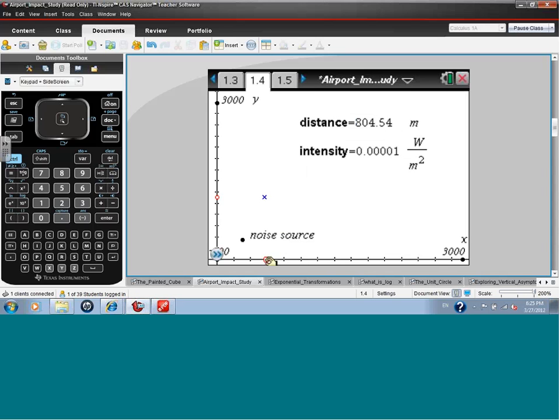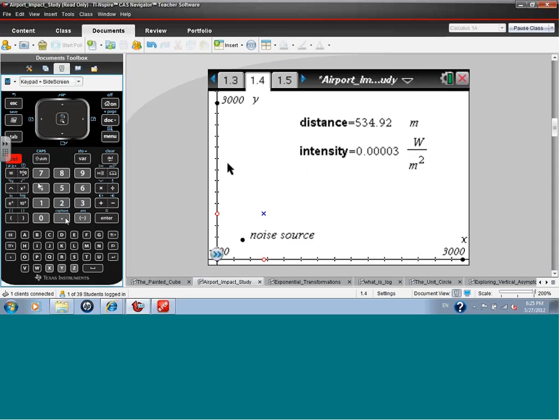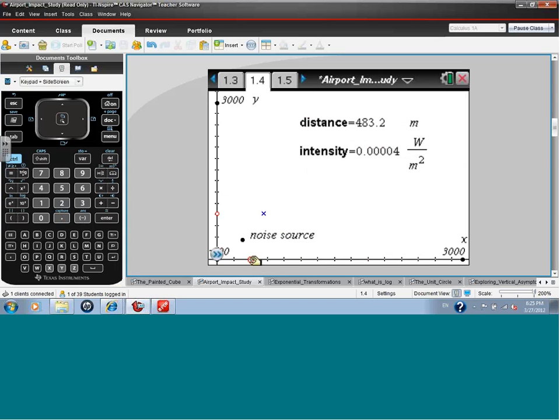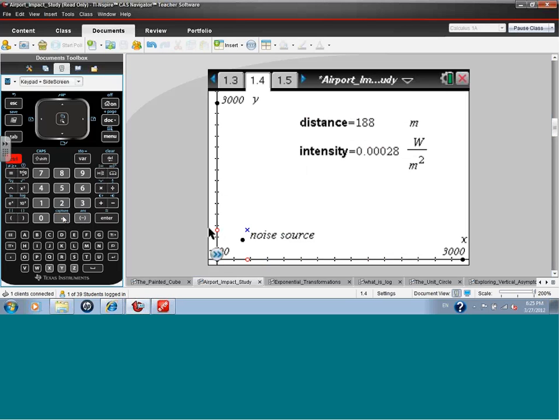So if I move a little bit closer to the airport, I see that the distance is getting closer, so I'm about 500 meters from the airport, and the intensity is up a little bit. So let's say I wanted to save that. I'll press Control, decimal, maybe move a little bit closer. And each time I press Control decimal, it's saving that data set, adding it to the spreadsheet.